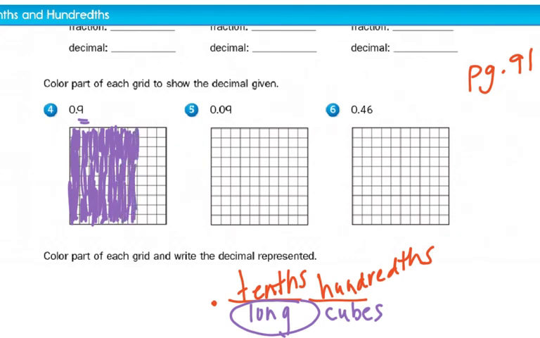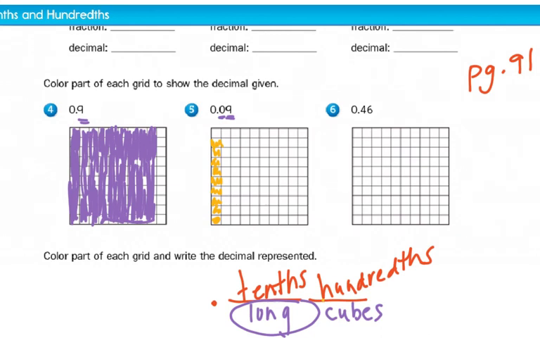It's a lot of shading. Remember, you can pause this video at any time. The next one is read 9 hundredths. Say it with me. 9 hundredths. If we look, there's no longs, but we have 9 cubes. So shade in 9 cubes. 1, 2, 3, 4, 5. 9 cubes.